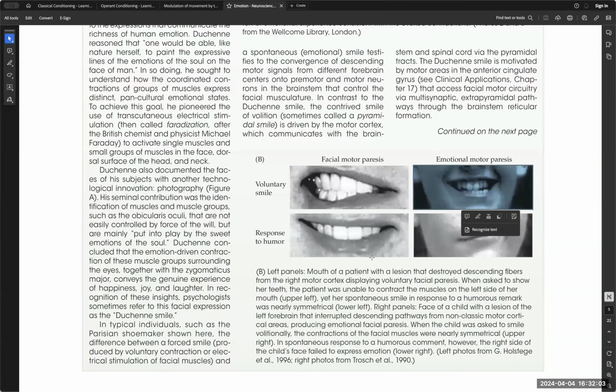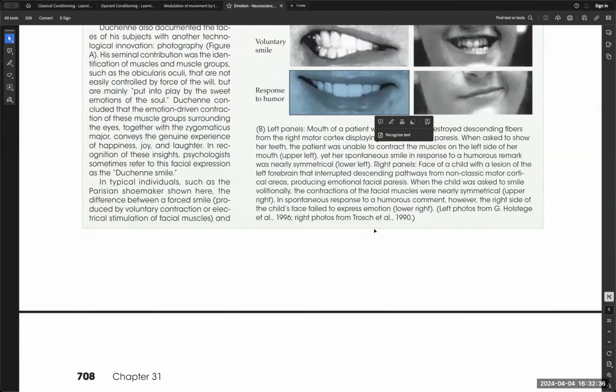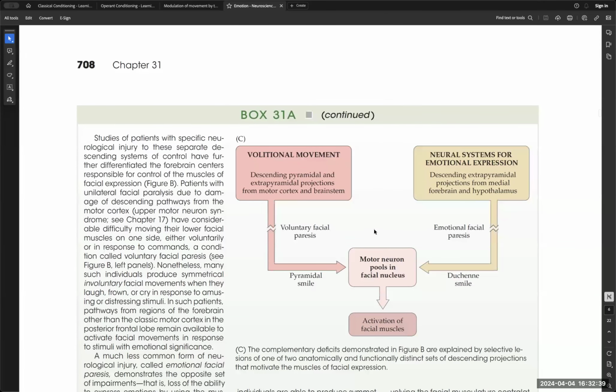في المقابل, if somebody has an emotional motor paresis, a disorder or a problem in the emotional component of the circuit, if you tell them a joke, they will show you an imbalanced smile. But if you ask them to make a smile, then they should smile normally. إذا في two components of the regulation of these outputs, of the regulations of these behaviors. One is emotional or emotion regulated, and the other is motor regulated. And this particular pathway is what is called the Duchenne pathway, the Duchenne smile.